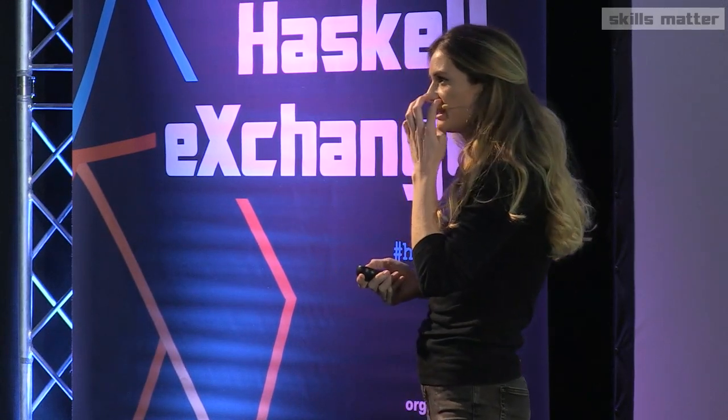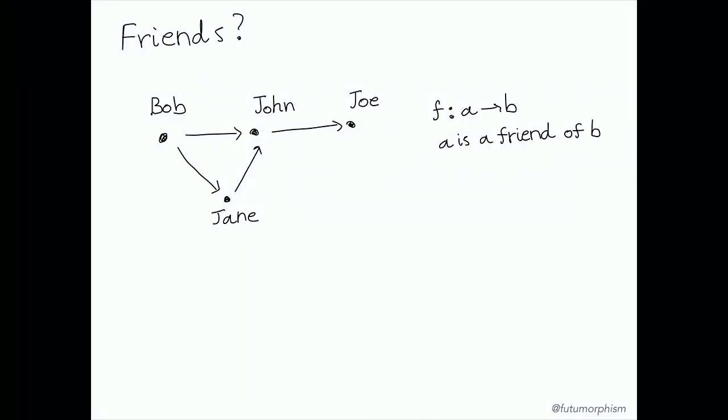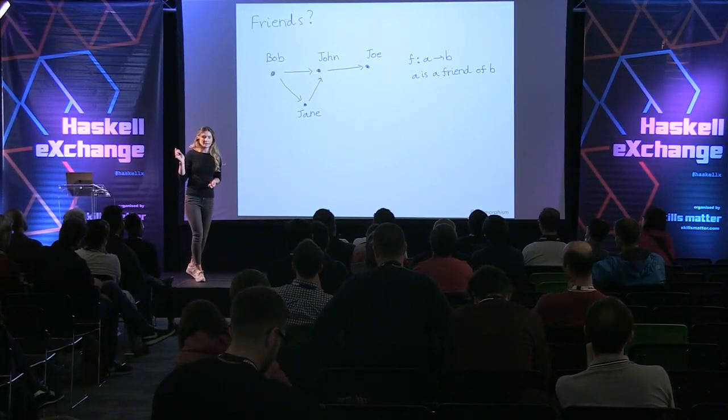Okay, what about this example? If we had friends and we had a morphism from A to B if A was a friend of B, is this a category? Well, we can assume identities exist, but it's not a category because Jane might not even know who Joe is.